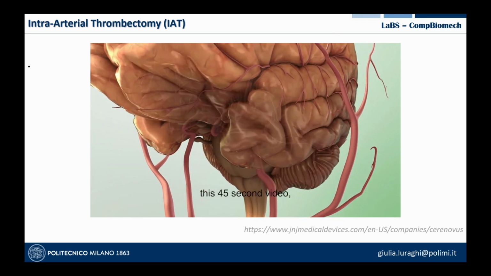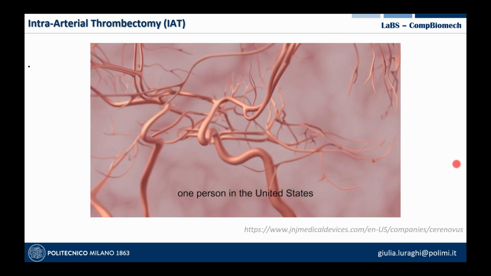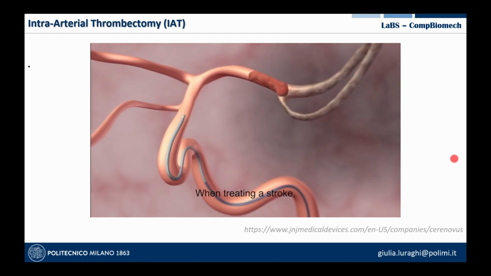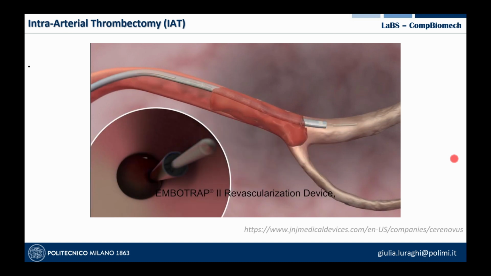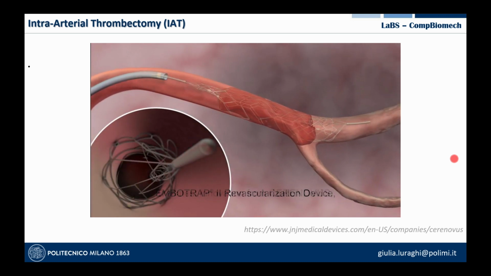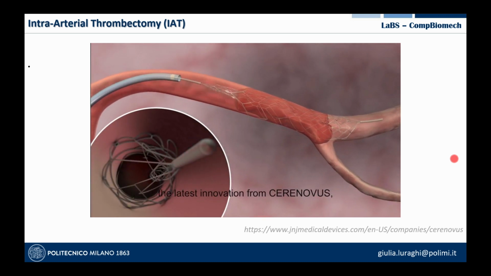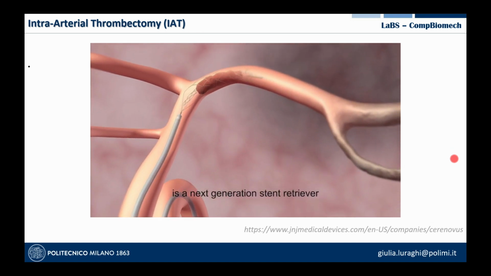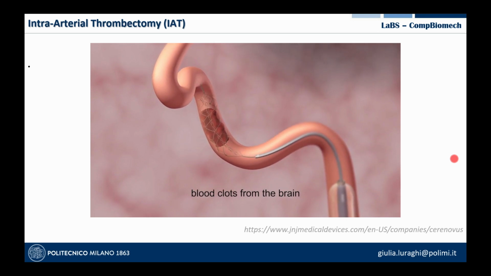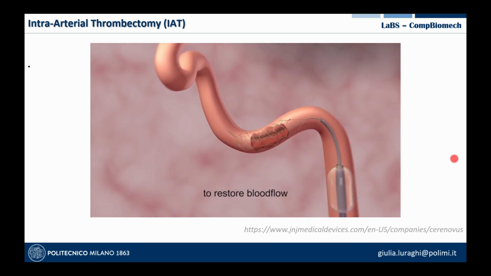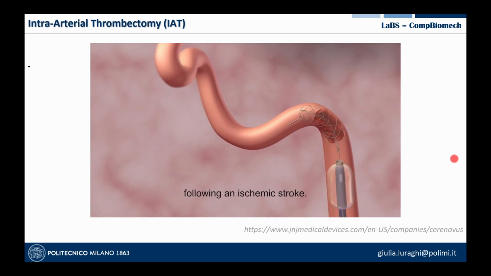Acute ischemic stroke occurs when a thrombus, a blood clot, prevents blood flow in a cerebral artery. The thrombectomy procedure is done with a stent retriever, which is inserted with a minimally invasive technique to capture the thrombus and to remove the thrombus.